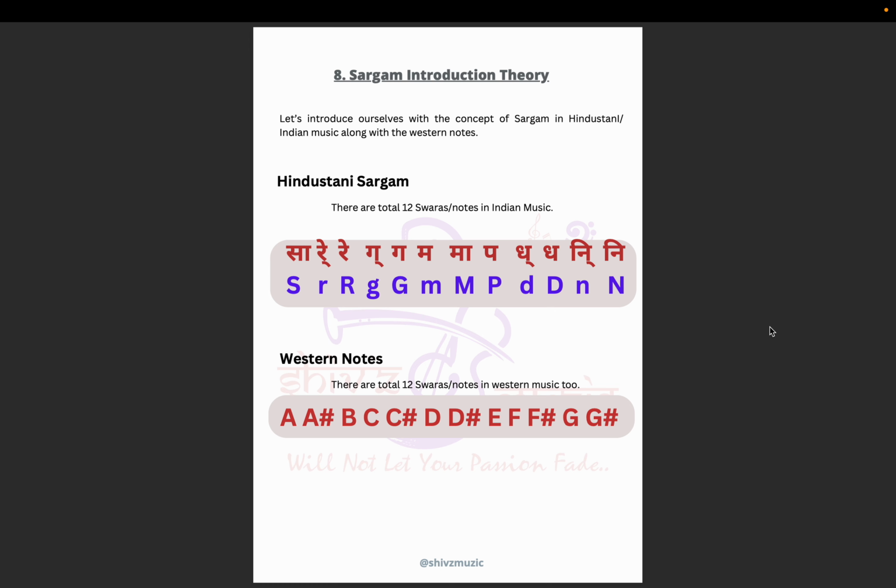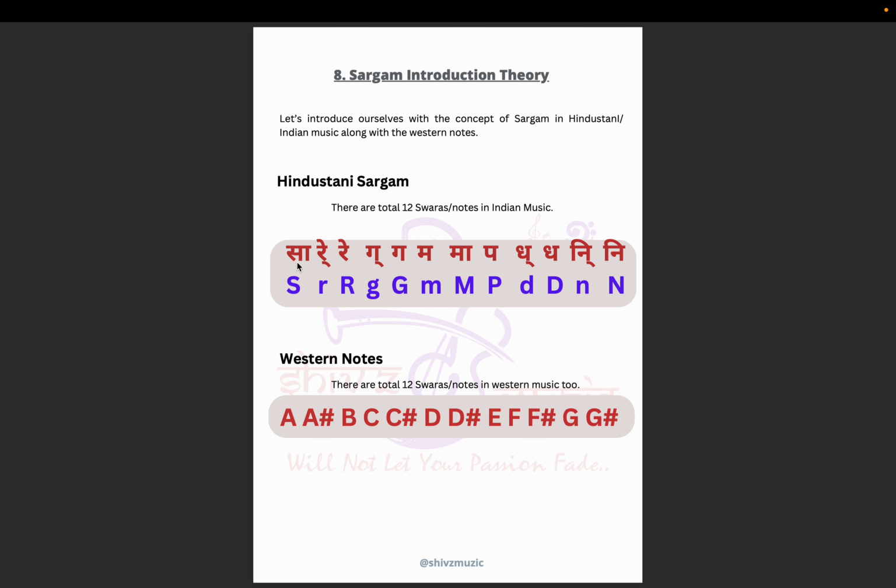Starting with the Hindustani Sargam, as you can see on the screen, there are a total of 12 swaras in Indian music. These swaras are written as Sa, Re, and again Re. There are two Re's, and one Re is different from the other, so I have used a symbol. This is Komal Re. Komal means one note below that particular note. Suppose this is note X, then the note just below X will be Komal.